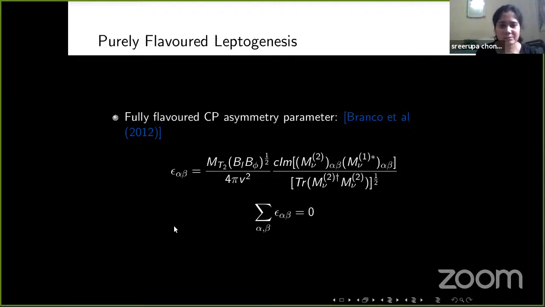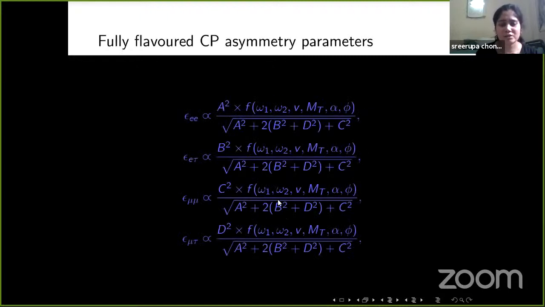The CP asymmetry parameters for each flavor can be calculated using this expression, and when we sum over all the flavors, the CP asymmetry vanishes because it comes from the flavor violating part. The CP asymmetry for each flavor is proportional to the non-zero mass matrix elements, and it is a function of the triplet vacuum expectation values, the standard model vacuum expectation value, the triplet mass and the phases involved here.